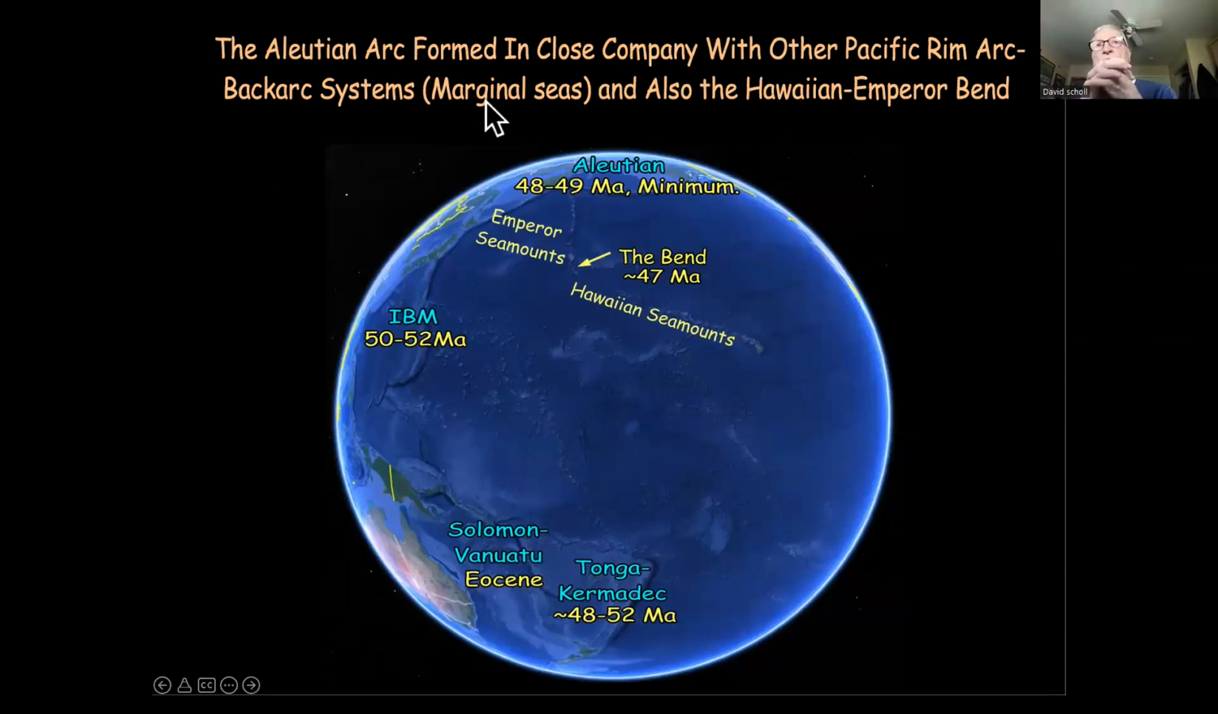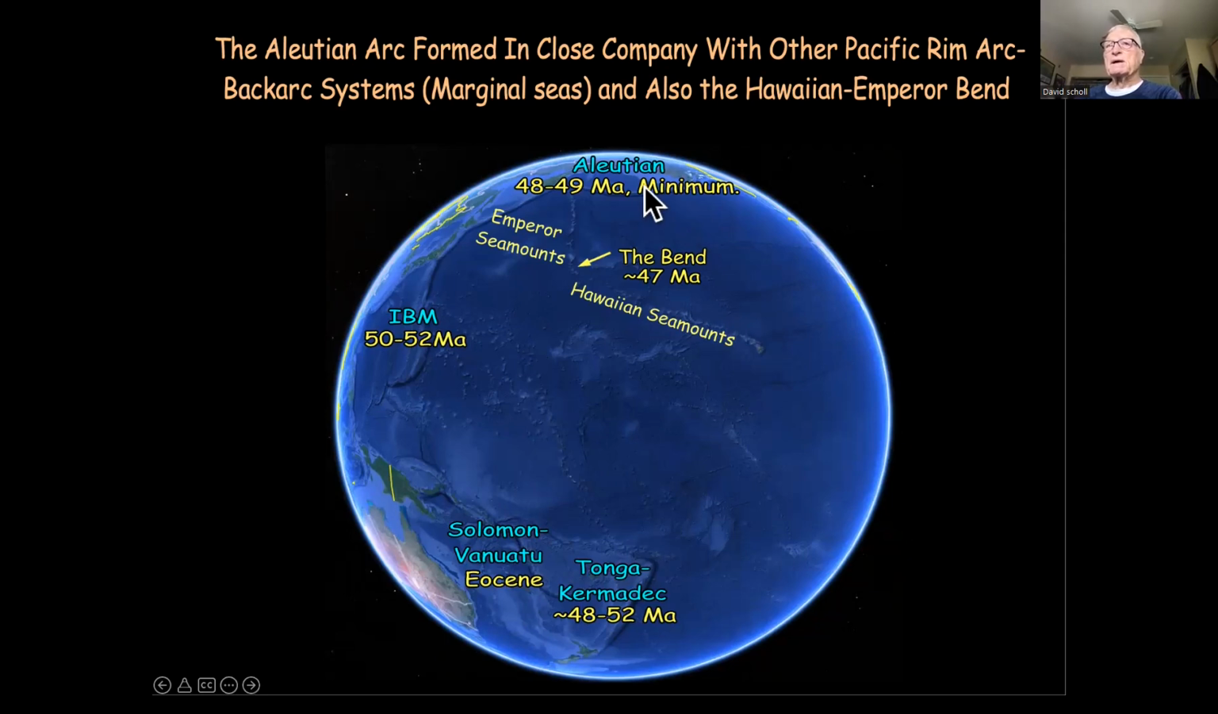Now, the Aleutian Arc formed in close company with other Pacific Rim back arc systems, marginal seas, and also the Hawaiian-Emperor Bend. The best dating that I can find on the bend is roughly 47 Ma. All of these numbers are very similar, because there are uncertainties in some of the dating, including in the Solomons and Vanuatu. I couldn't convince myself I could get better ages than just saying it's Eocene, probably early Eocene. But Tonga-Kermadec, again by the Gaomar folks at InterRidge, is coming in at 48 to 52, like IBM.